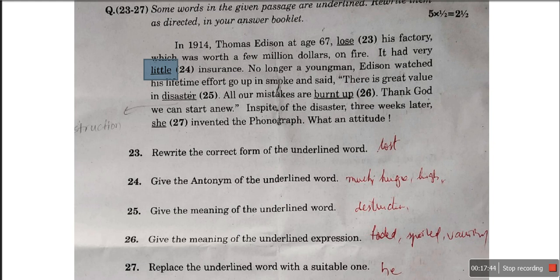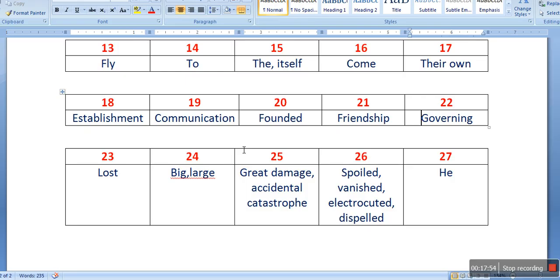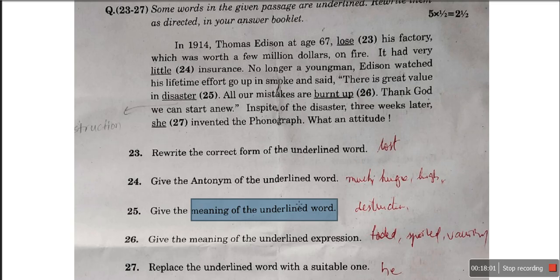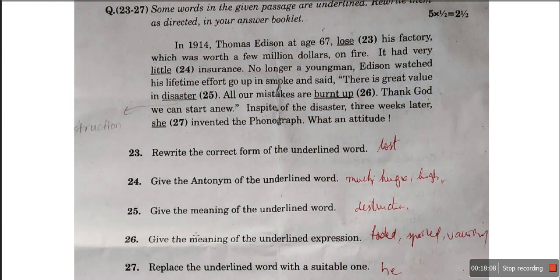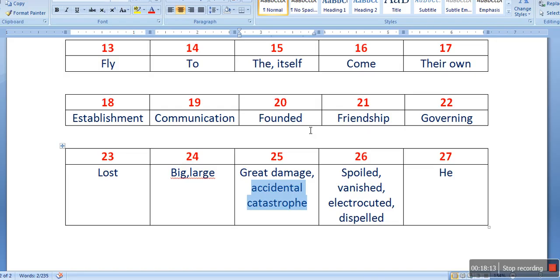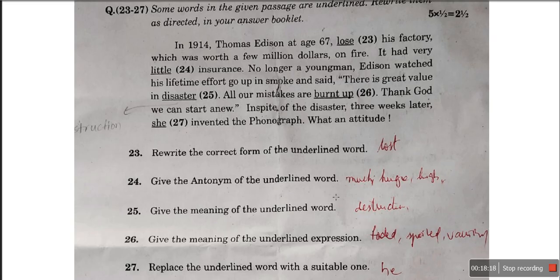And go to the 25th question, disaster. The meaning of the underlined word. So we have to write disaster's meaning. Let's see here friends, it may be a great damage or accidental catastrophe, you can say. And next, burnt up. What do you mean by burnt up here? The 26th underlined word's meaning may be spoiled or vanished or electrocuted or dispelled. You can write any one of the answers.